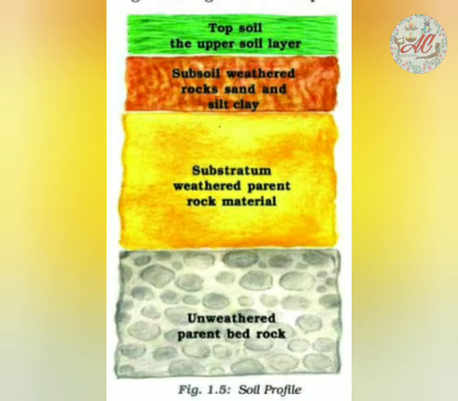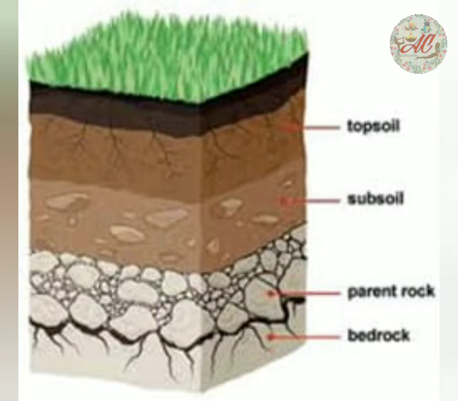A soil profile is a vertical section of soil. It allows you to examine the structure of soil. A soil profile is divided into layers called horizons. The top two layers of the soil profile are most important for plant growth. It is useful for plant growth.